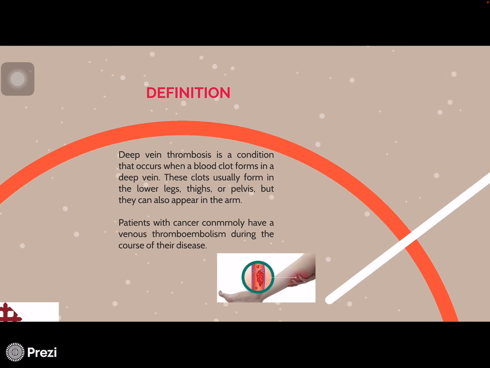About definition, deep vein thrombosis is a condition that occurs when a blood clot forms in a deep vein. These clots usually form in the lower legs, thighs, or pelvis, but they can also appear in the arm. Patients with cancer commonly have a venous thromboembolism during the course of their disease.